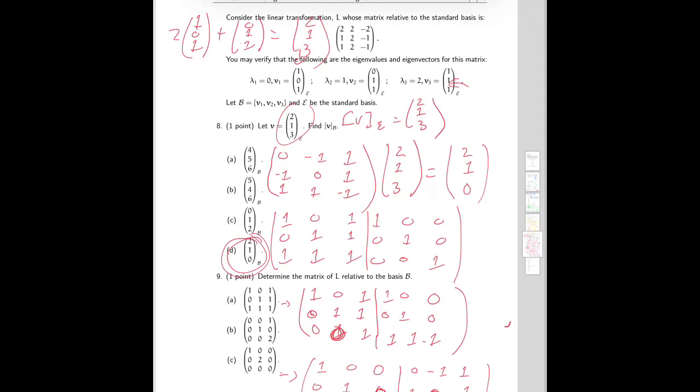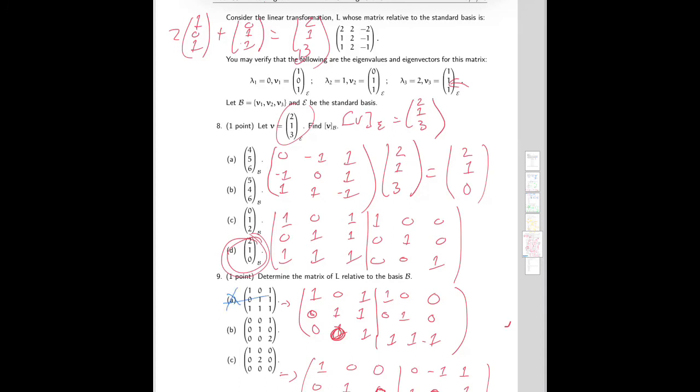Okay, the next question is to determine the matrix of L relative to the basis B. Well, the vectors v1, v2, and v3 are the eigenvectors. So we could compute D equals V inverse something; that's one thing we could do. But one of the main things about eigenvectors is that if you have a basis of eigenvectors, then the matrix of a linear transformation relative to the eigenbasis is just a diagonal matrix where the corresponding eigenvalues are on the diagonal.